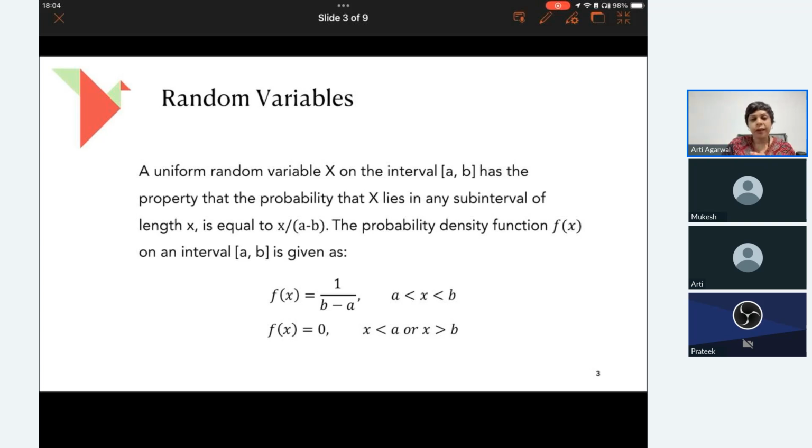So basically, a uniform random variable x on an interval a to b has the very simple, very convenient property that if you take any subinterval of length x within the whole interval a comma b, then the probability density function is given as 1 upon b minus a, and hence the probability that the random variable lies within that tiny interval x is equal to x upon b minus a.